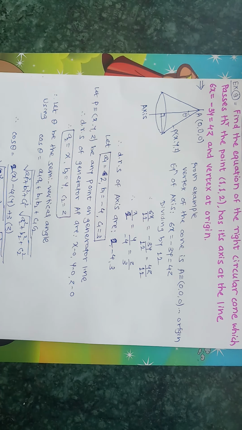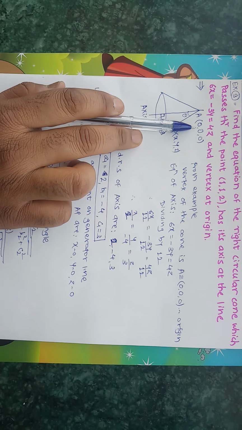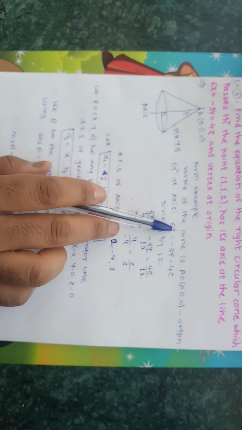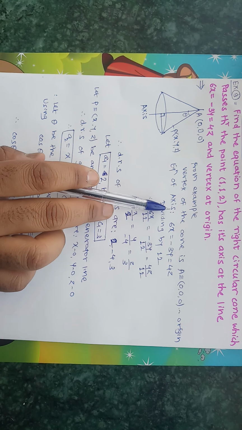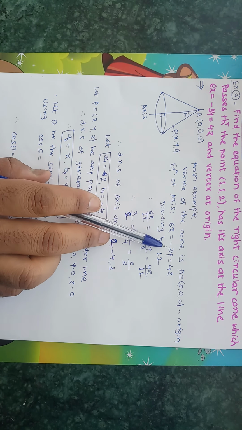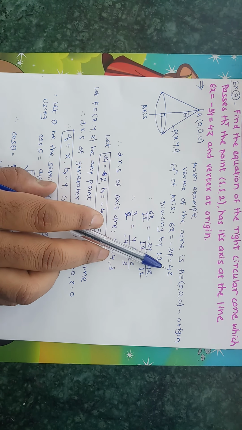Okay. It has its axis at the line. Here the axis of the cone is given as 6x = -3y = 4z. And where is the vertex? It is at the origin. So look at the figure. In the figure, A is the vertex, origin (0, 0, 0). So I will mention here the vertex of the cone is origin A (0, 0, 0). Equation of axis is given as 6x = -3y = 4z.